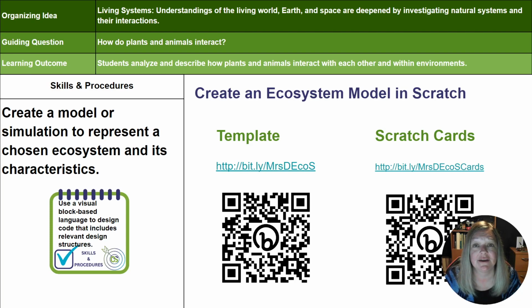And then also have some fun playing each other's games, giving each other some feedback on those algorithms, and that'll be working in some of those computer science concepts while we're also learning about ecosystems and creating a model. So those are some ways that you can connect computer sciences into your living systems unit. I hope you enjoyed.